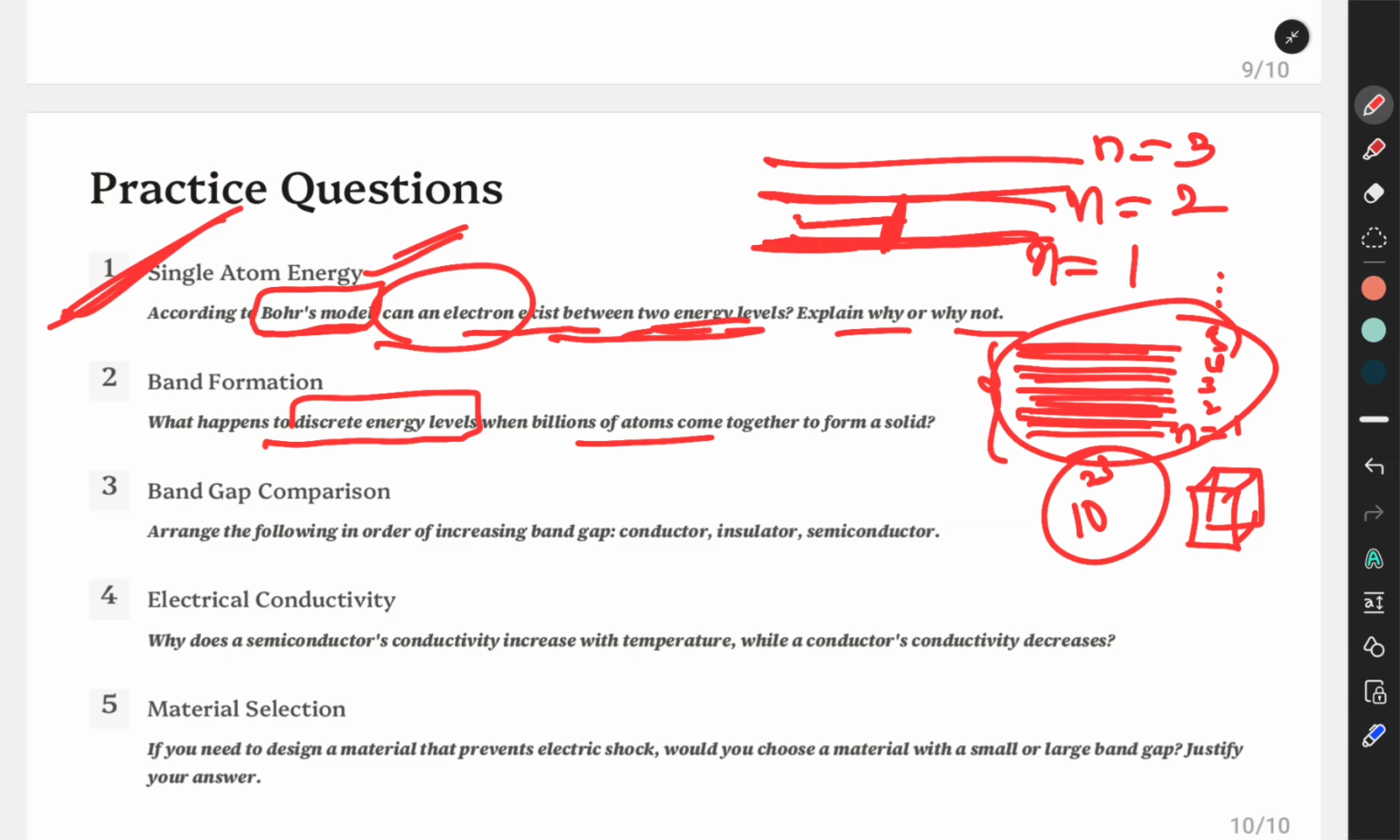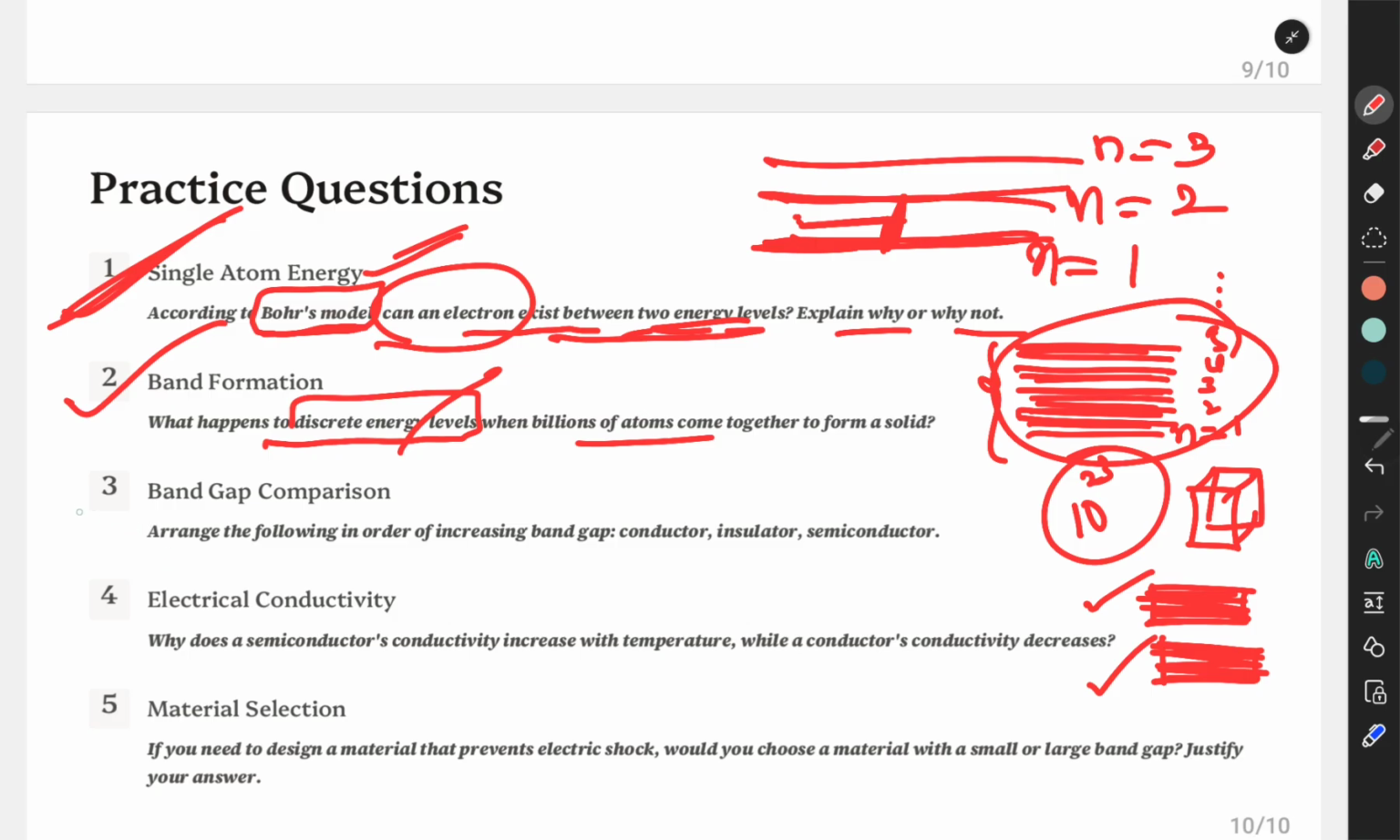Then these levels will merge into a continuous energy band. They form continuous energy bands, right? They'll form what we call the conduction band, valence band, etc. Understood how the band formation is occurring? By the splitting of energy levels, bands are forming.